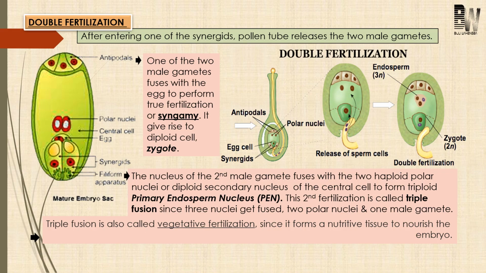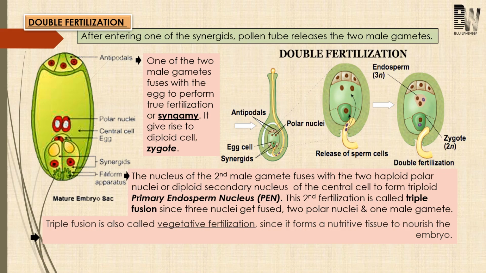When the pollen tube enters the embryo sac, one of the synergids will be destroyed, and thus the two male gametes will be released into the embryo sac. So this is how the two male gametes are released into the embryo sac. Now come to our main point.